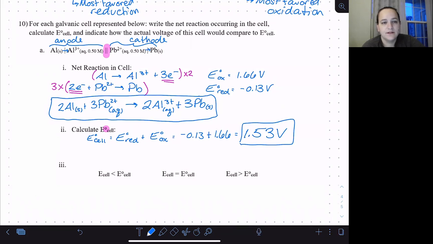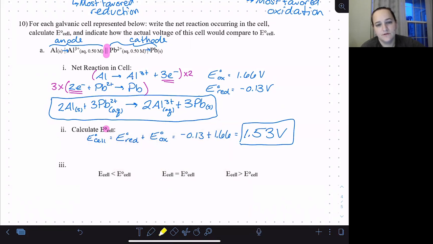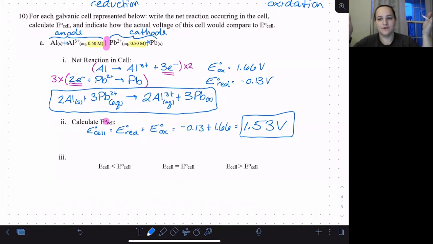And then the last portion is asking us for this cell to compare the non-standard cell potential to the standard cell potential. So what we just calculated was the standard cell potential, which means when all of our concentrations are 1 molar, that is our voltage. But the concentrations given in our line notation are not 1 molar. So this is not a standard cell, which means that we need to figure out if we are closer to equilibrium than a standard cell, which would mean that our cell potential is less than standard, or if we are farther away from equilibrium than a standard cell, our potential would be greater.